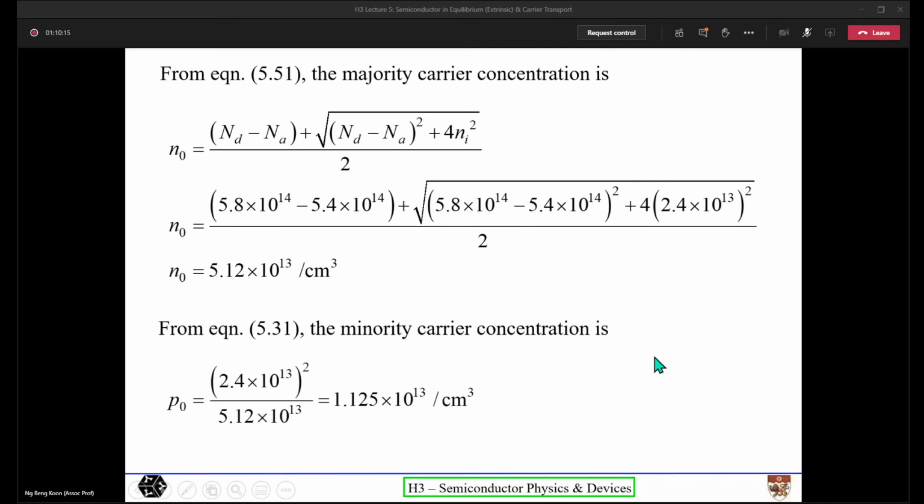And with this, you can then work out the p naught using the mass action law, and that gives us 1.12 by 10 to the power of 13 per cubic centimeter.